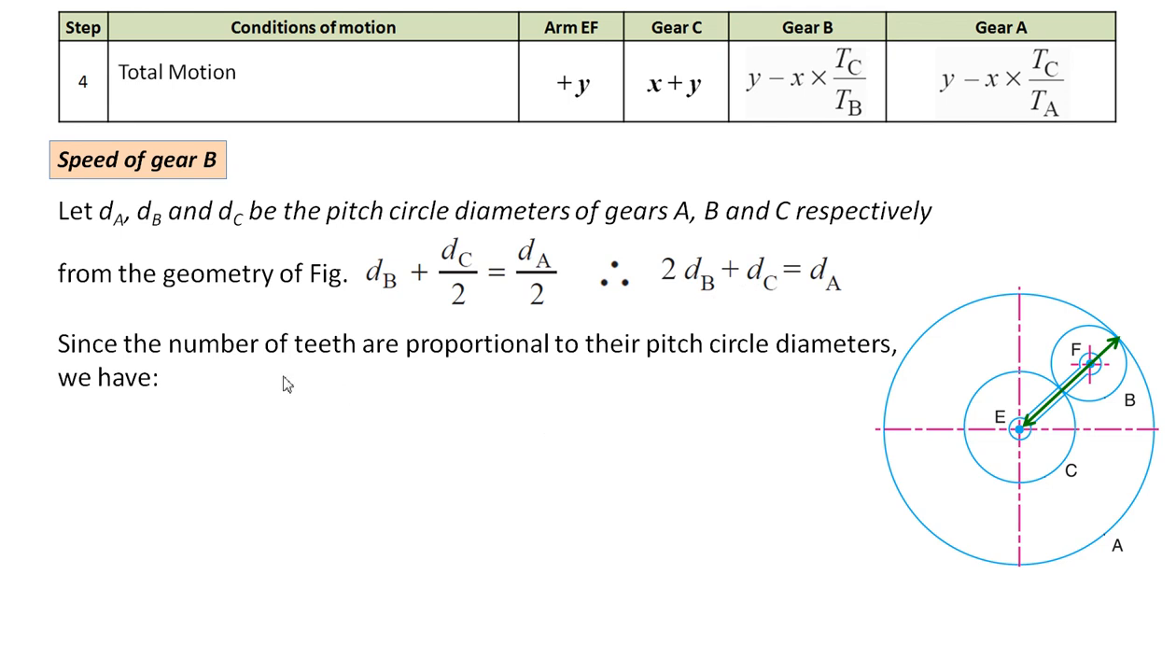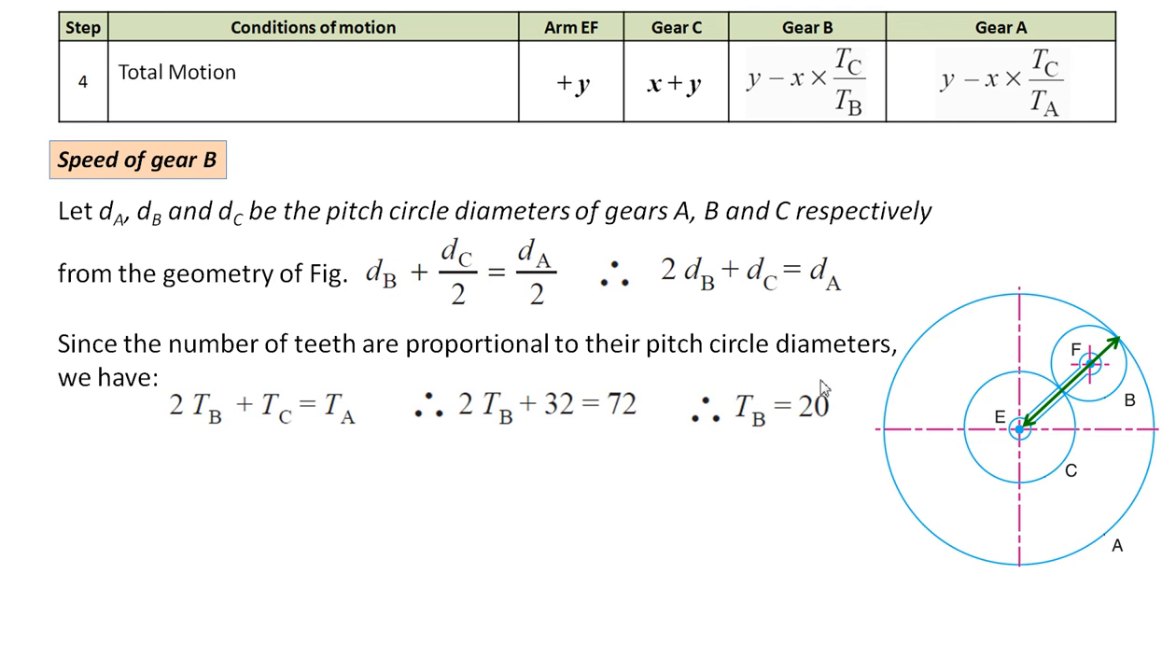Further, since the number of teeth are proportional to their pitch circle diameters, the same relation we have for diameters, we can have for the number of teeth. So we have twice of TB plus TC equal to TA. So let us substitute the values of TC and TA to get the value of TB as 20.